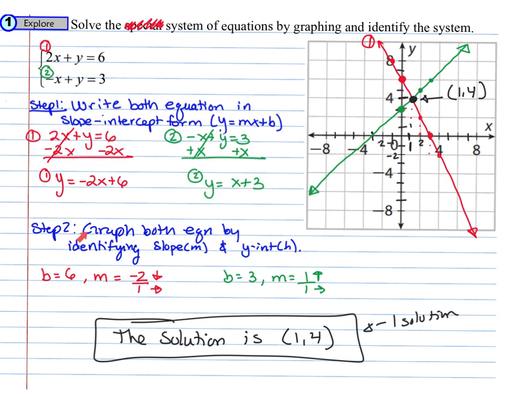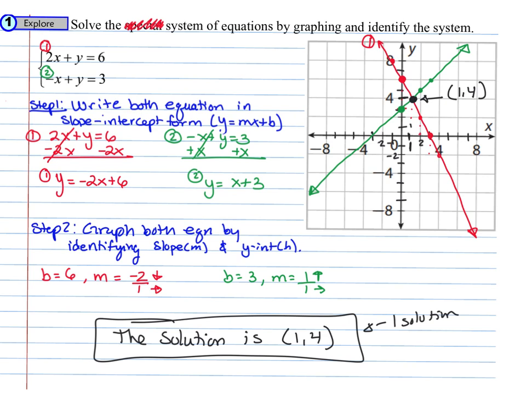For my second step, I'm going to graph both equations, but first I'm going to identify the slope, which is the m, and the y-intercept, which is the b, for both the red and the green equation. For my red equation, my b is 6, it's always my constant, so I have 6. My slope is always the number in front of my x, which is negative 2. But my slope should be a fraction, so it gives me directions to my next point. My rise is negative 2, and my run is 1. Remember, you always plot this point first.